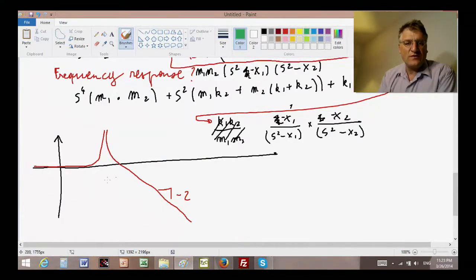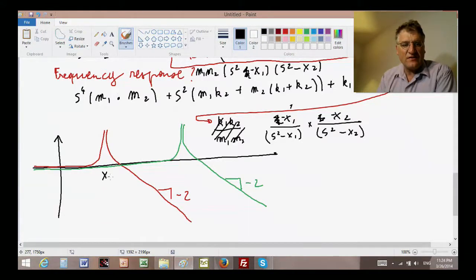If x2 is greater than x1, we'll see a corresponding transfer function look like this. Okay, and it will be the same but shifted to the right. Again, let's say this is x1 and let's say this is x2.